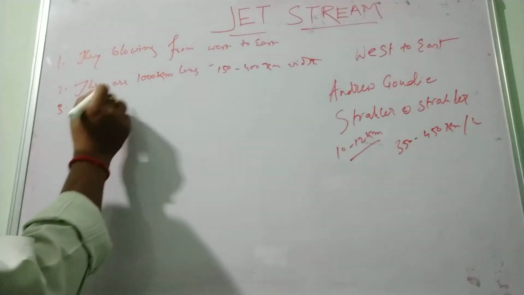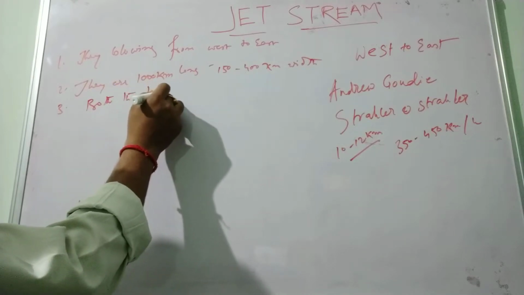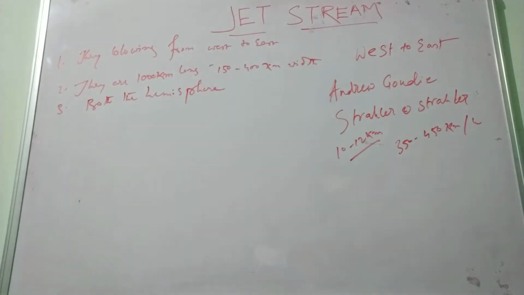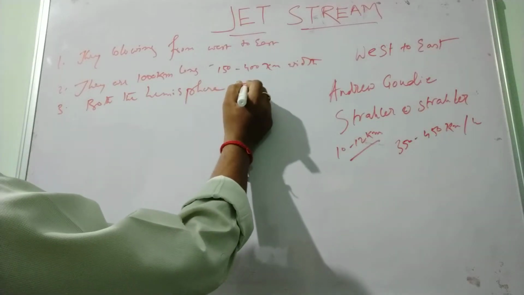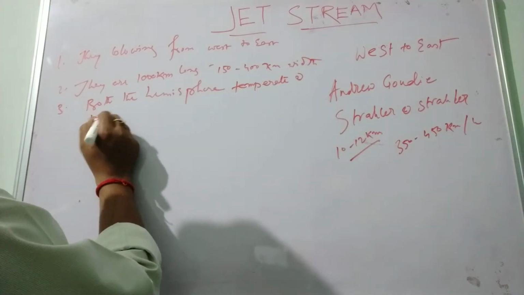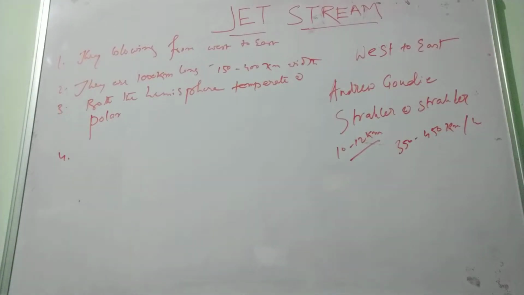Jet streams are created in both hemispheres, that is, the temperate and polar regions. There is a seasonal shift of the jet stream, that is, they shift polewards in summer and equatorward in winter.